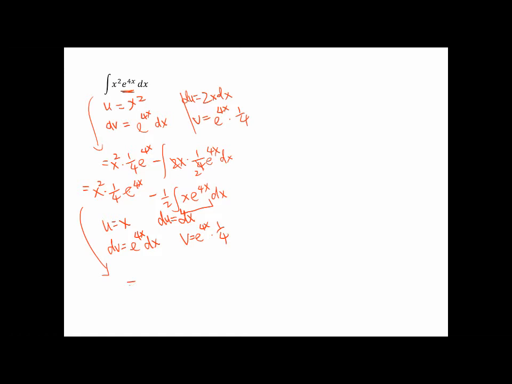Okay, so this equals, coming from here, this is what I did: x squared times 1/4 e to the 4x minus 1/2, copied from this constant. I want to solve this integral by the formula: uv, x times 1/4 e to the 4x, minus, in this direction, the new column, the integral of 1/4 e to the 4x dx. Okay.